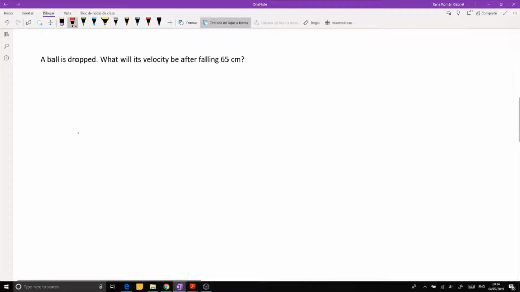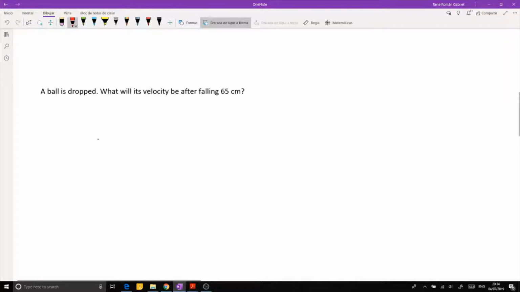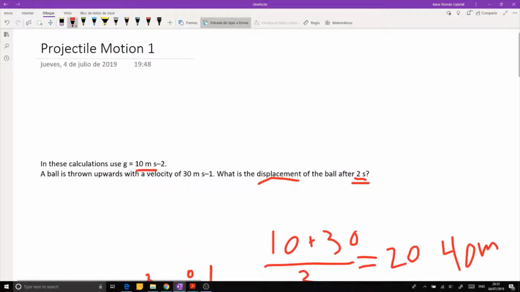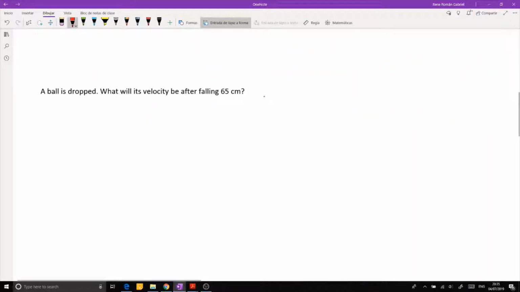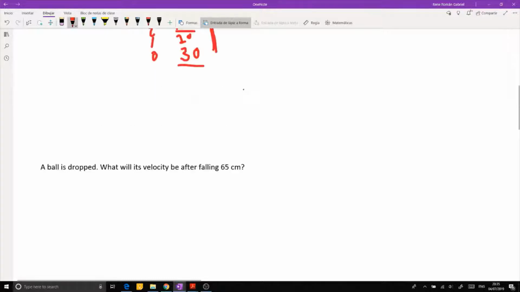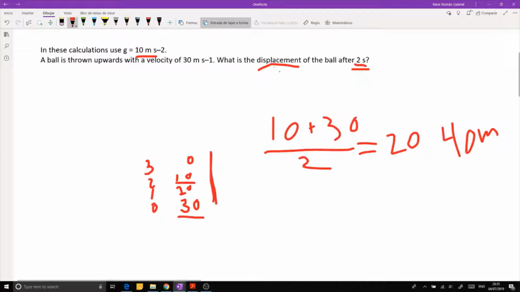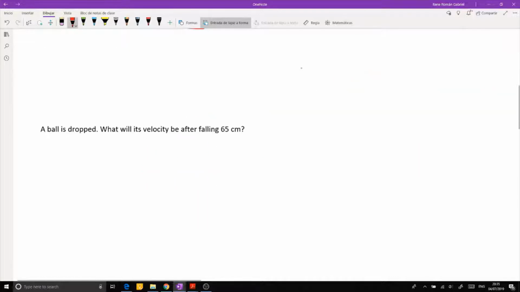A ball is dropped. What will its velocity be after 65 centimeters? So here we're also using again the 10 meters per second squared for gravity. And instead of asking us for the distance, well, the displacement, they're giving it to us. And they aren't giving us time, but they're asking us for velocity, and that's all we need.